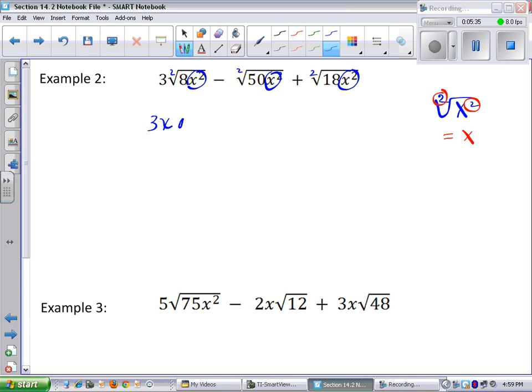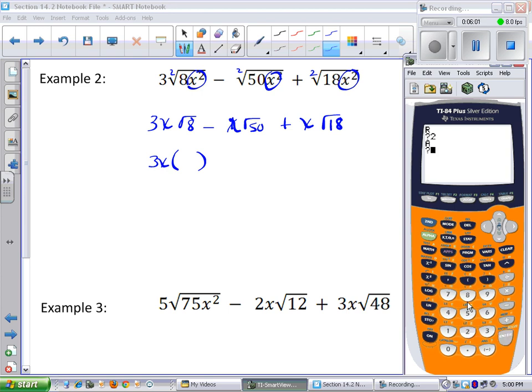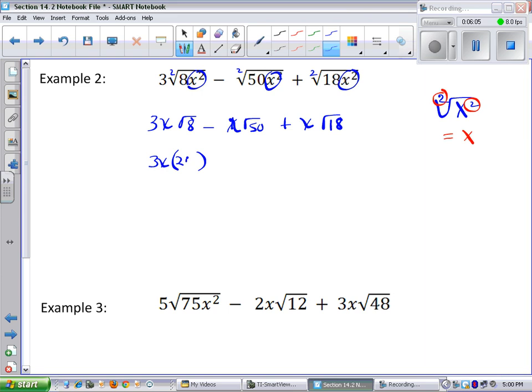3x square roots of 8 minus x square roots of 50 plus x square roots of 18. And then I'll use my program to break down those other three. So I have 3x times whatever the square root of 8 gives me. Square root of 8 gives me 2 square roots of 2 minus x.